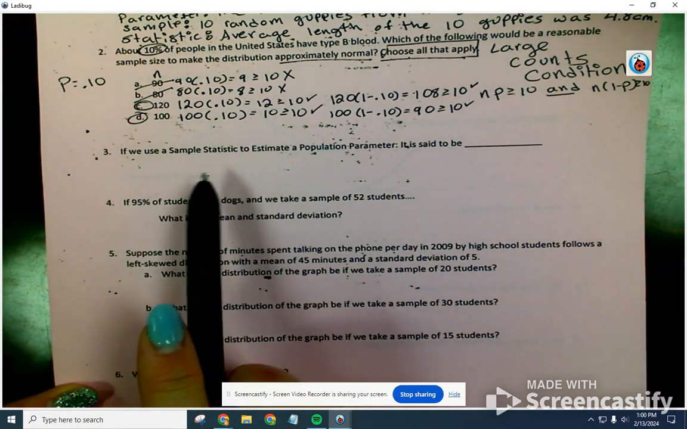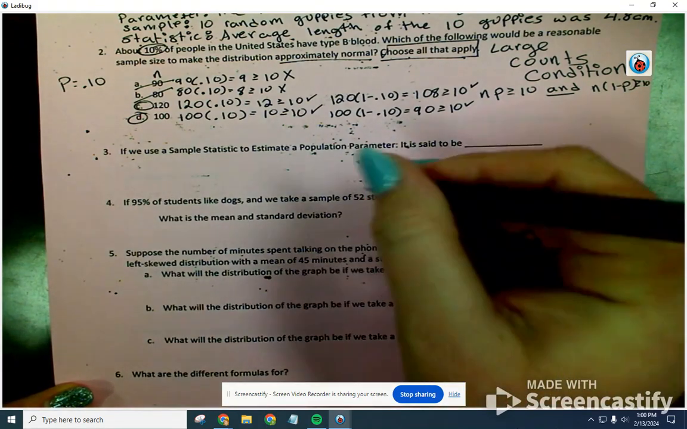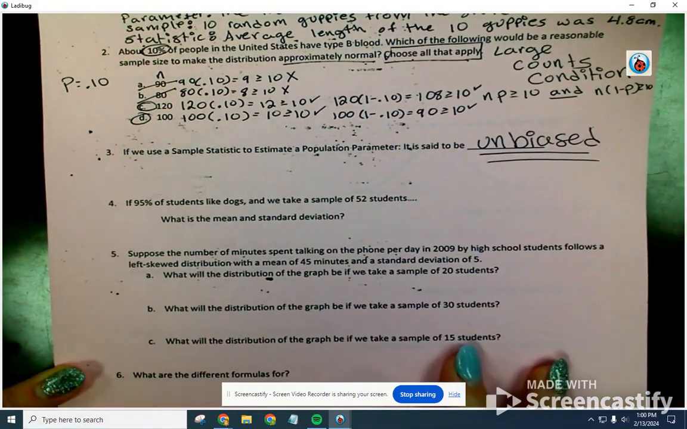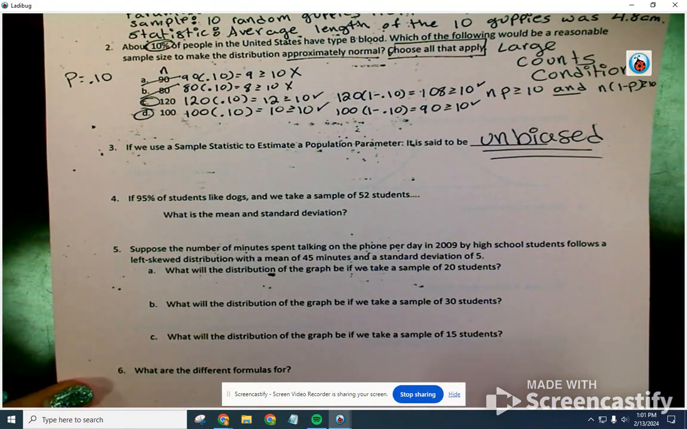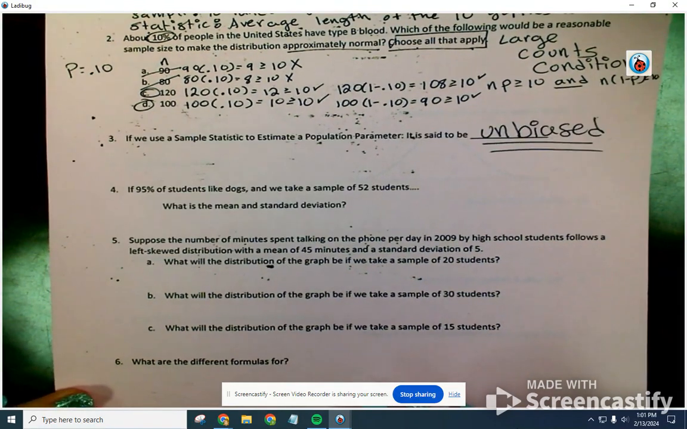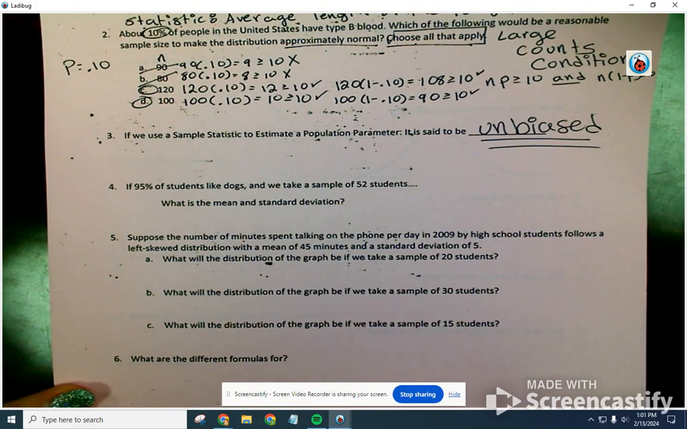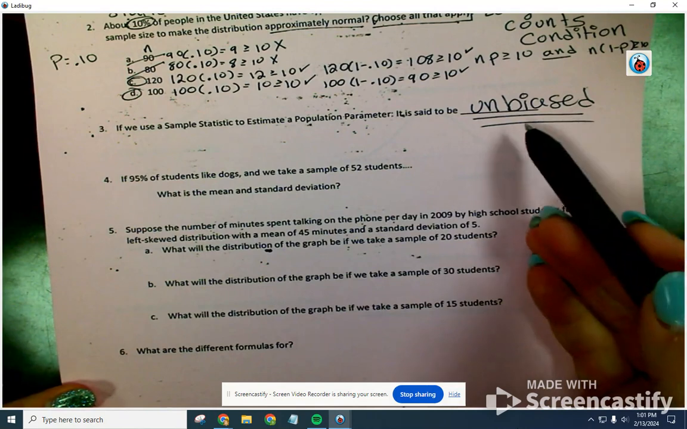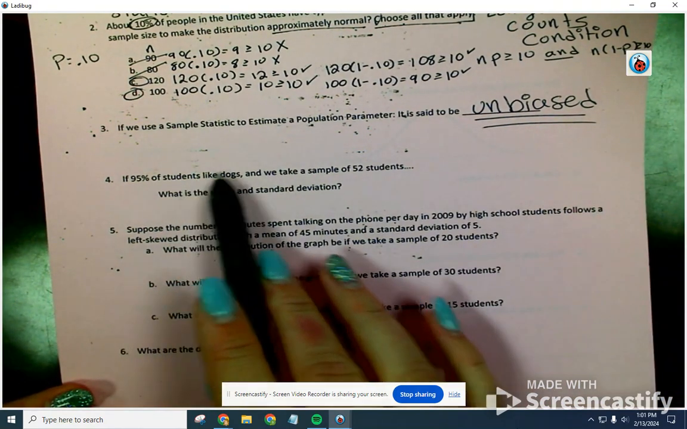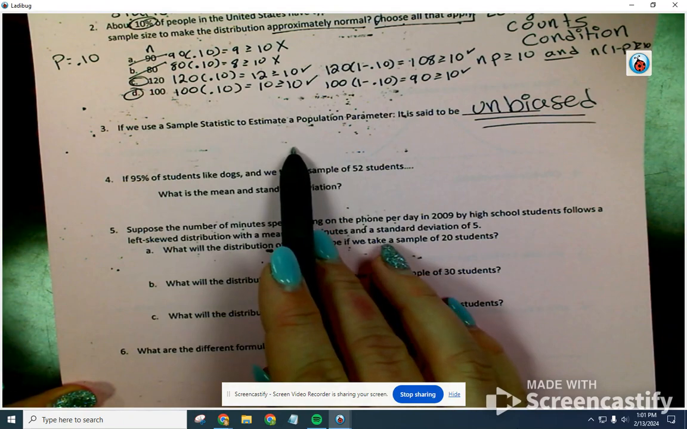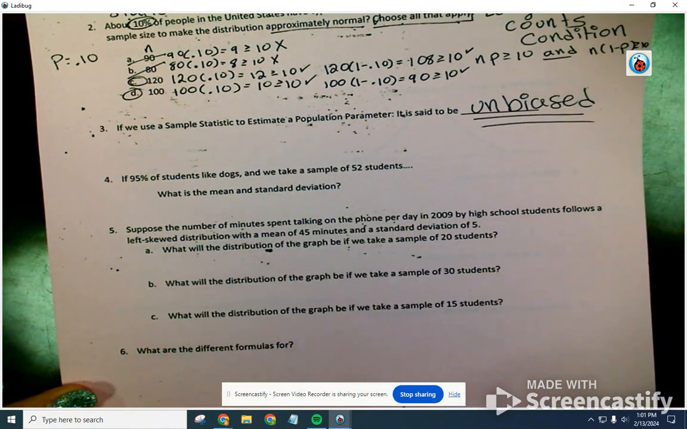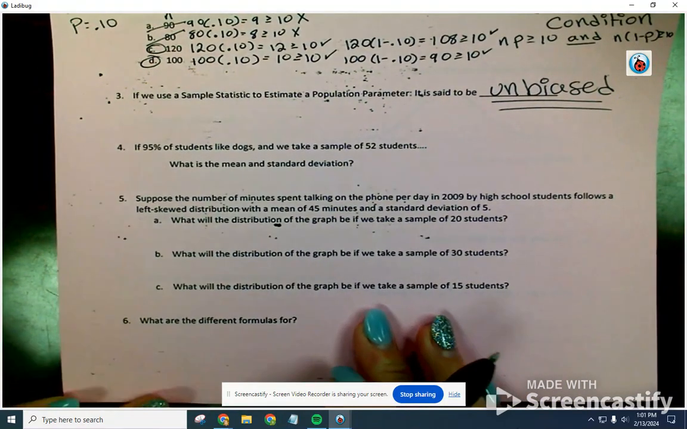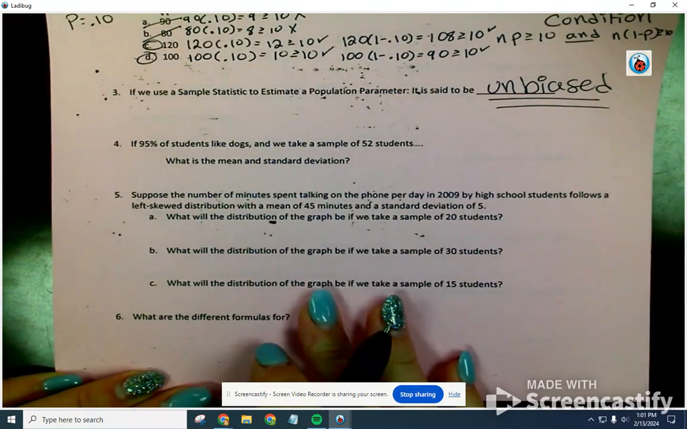If we use a sample statistic to estimate a population parameter, it is said to be unbiased. This gives us the ability to use sample statistics to estimate the population parameter. It's the entire purpose of statistics, to be able to make assumptions about the population, and we can't really make assumptions about the population if it's biased. So if we are going to use a sample statistic to estimate that population parameter, we're going to say that it's unbiased.